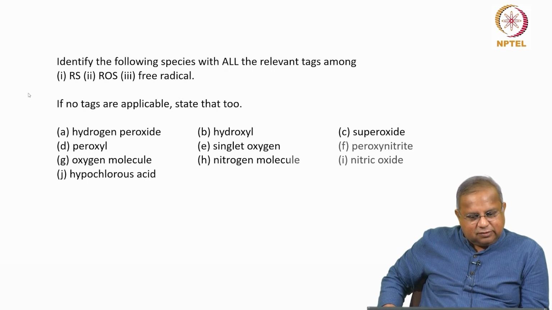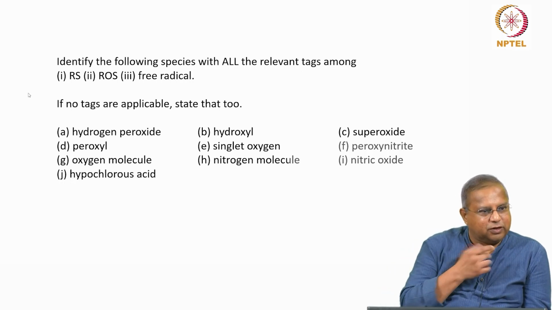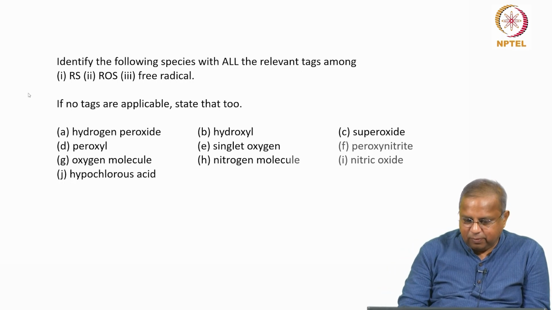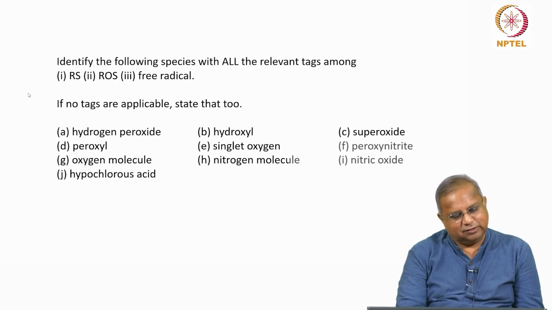Singlet oxygen. It could be a free radical depending on its form. There are two forms. One is a free radical, the other one is not. Okay. Then peroxynitrate. RS. Good.